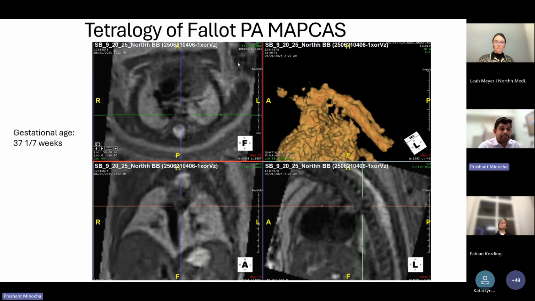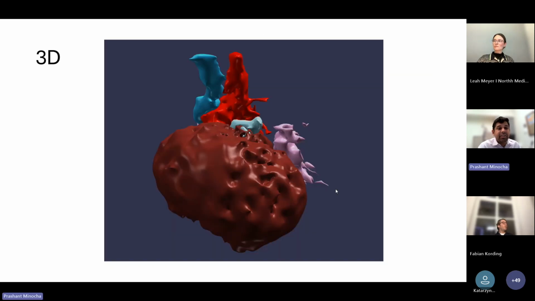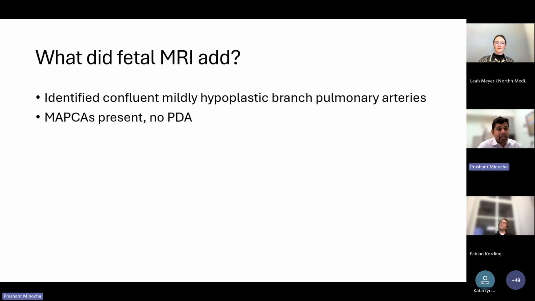And then, sorry, this is the 3D reconstruction. So you could see in light blue the small confluent PAs, and the MAPCAs coming off from the descending aorta, tortuous MAPCAs. So we were able to identify confluent mildly hypoplastic branch pulmonary arteries.